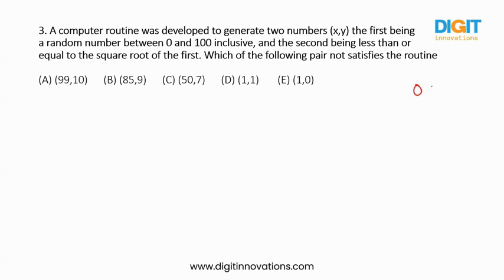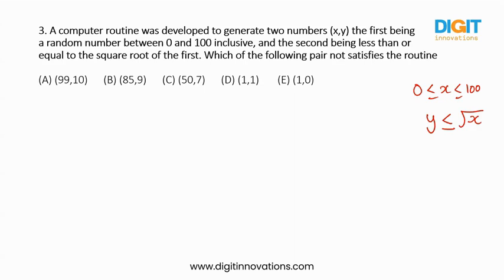So you can write it as: this x value would be between 0 and 100. This is the thing. And next, the second value, that means the y value, is less than or equal to the square root of the first one. The square root of the first one, that is x.